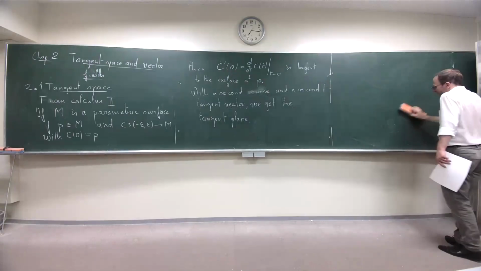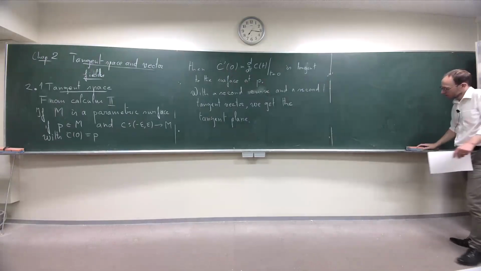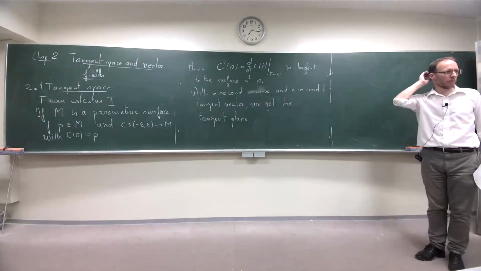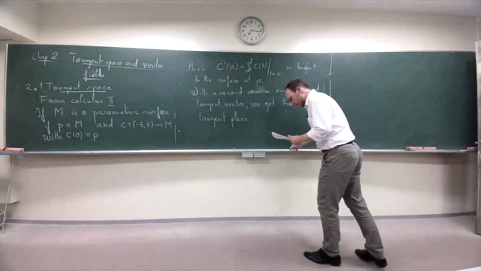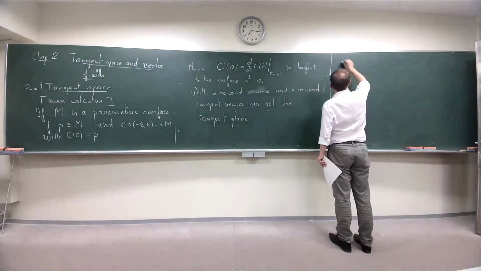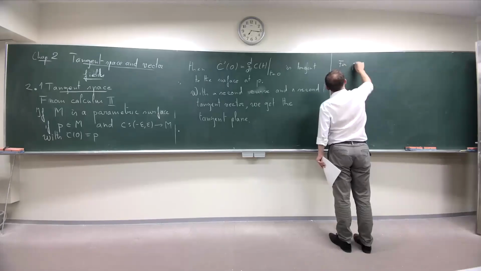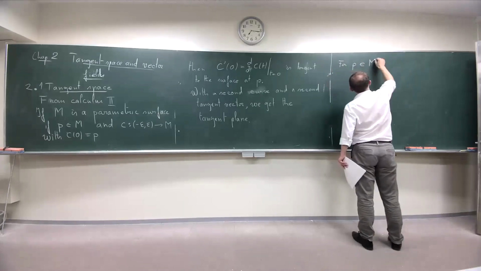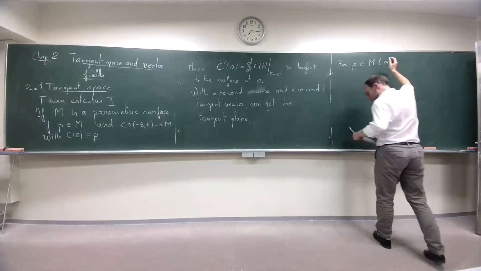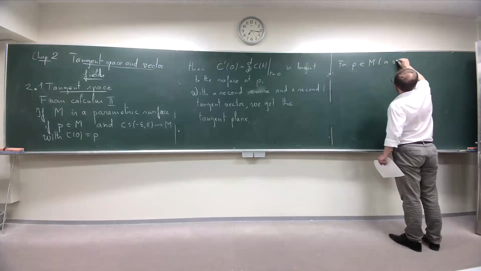But it means it's going to be an abstract definition, because I don't have such a nice picture, right? So I need first to define something. So for P belonging to M, this is just a smooth manifold.